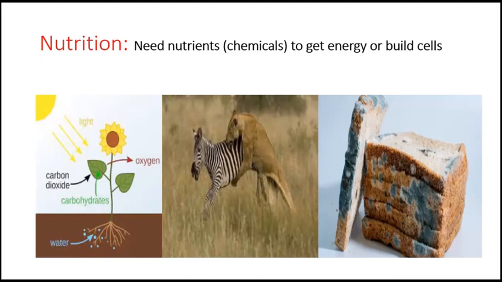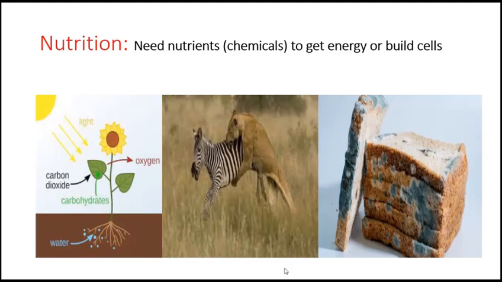Then all animals take nutrients. If they are carnivorous, carnivore animals will be depending on other animals for their nutrients. And if they are herbivores, they will be depending on the plants for their nutrients.